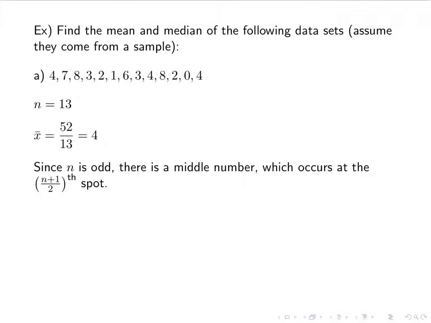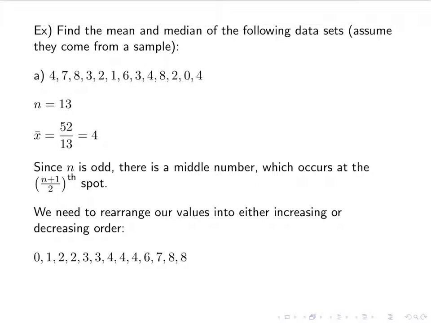Since n is odd, there is a middle number. So again, as we talked about in the measure of location, the median for an odd number of values is located at the n plus 1 over 2th spot if we order them in either increasing or decreasing order. So when I put them in order, you get 0, 1, 2, 2, 3, 3, 4, 4, 4, 6, 7, 8, 8. The middle value is 4. So there are 13 values. That means the 7th spot is the middle value. So if we count over, 1, 2, 3, 4, 5, 6, 7 is the first 4. So the median is 4, which happens to be the same as the mean.